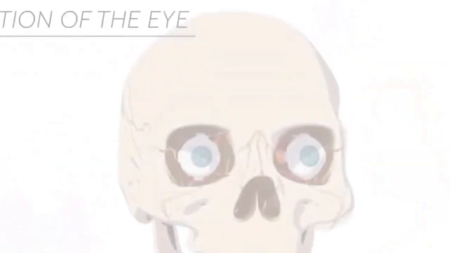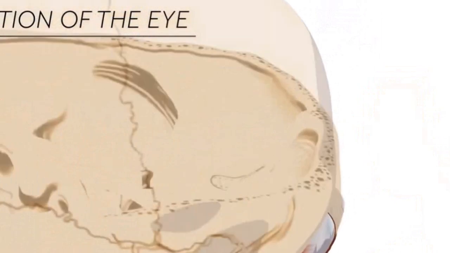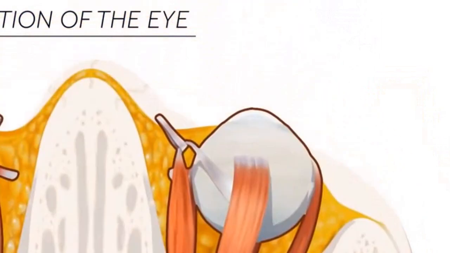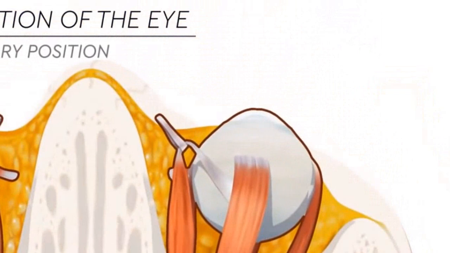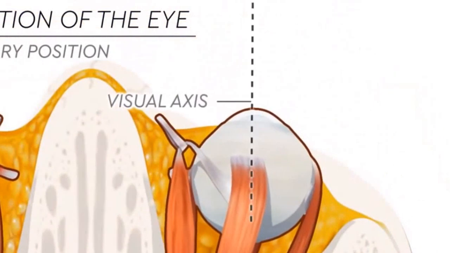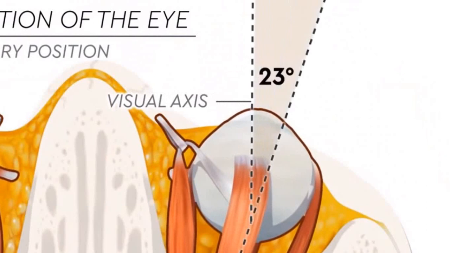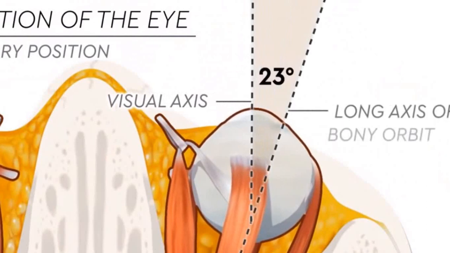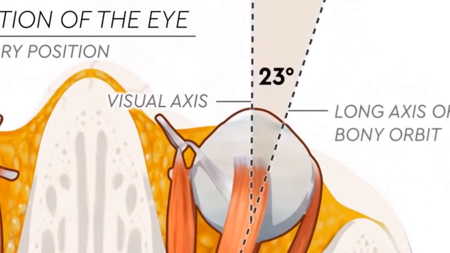Before discussing specifics of eye movements, we need to understand the relative position of the eyeball within the bony orbit of the skull. When the eye is in its primary position, looking straight ahead, the visual axis, represented by a line from front to back through the center of the eye, is parallel to the sagittal axis of the body. In this position, the eye deviates approximately 23 degrees nasally from the long axis of the bony orbit. In other words, in its primary position, the eye is significantly adducted.